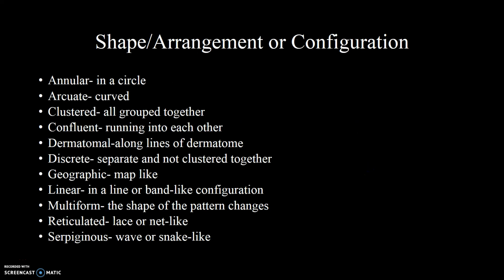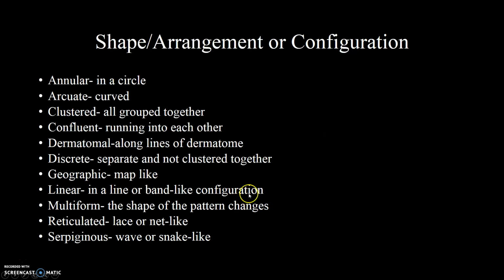Shape, arrangement, or configuration. And look at these. It's really defining shape and how they're arranged or configured. And there is specific language for dermatology. So has anyone ever seen a geographic tongue? That's a map-like topography on the tongue, which normally indicates nothing. It can be a normal variant. But often you'll see when people don't feel well, they might have an exaggerated geographic tongue. Annular means in a circle. So a lot of the ringworm that we see, we describe as annular.